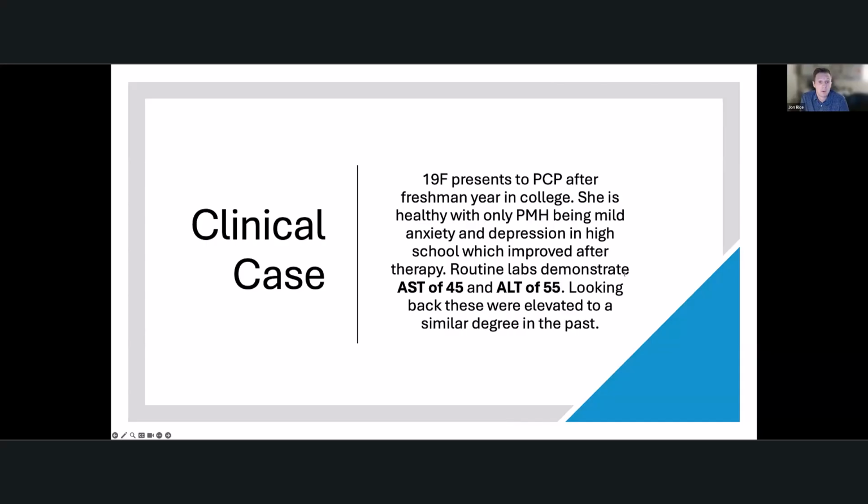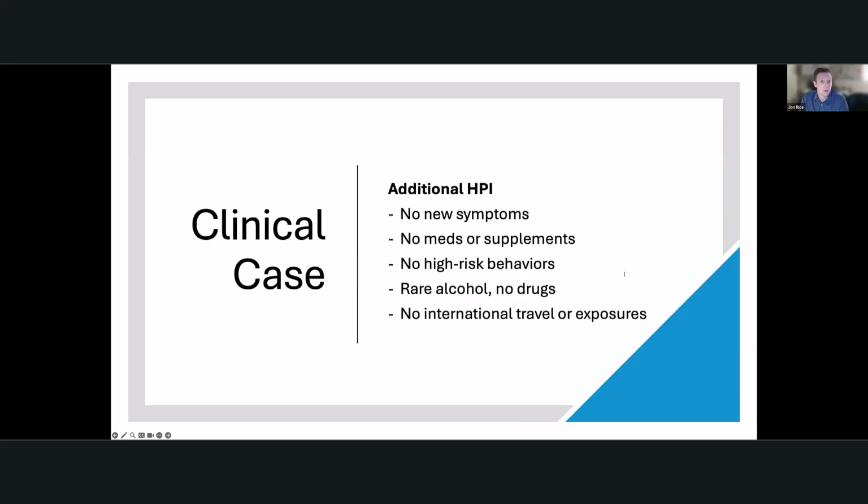She was healthy, with only past medical history being some mild anxiety and depression in high school, which improved after therapy. Some routine labs just showed an AST of 45 and an ALT of 55. Looking back through her records from her pediatrician, she had some mild elevations over the last couple of years as well, of a similar degree and pattern. So, elevated liver enzymes. As far as additional history, she had no symptoms, no new meds, no high-risk behaviors, rare alcohol in college, no drugs, and no other atypical exposures or travel.